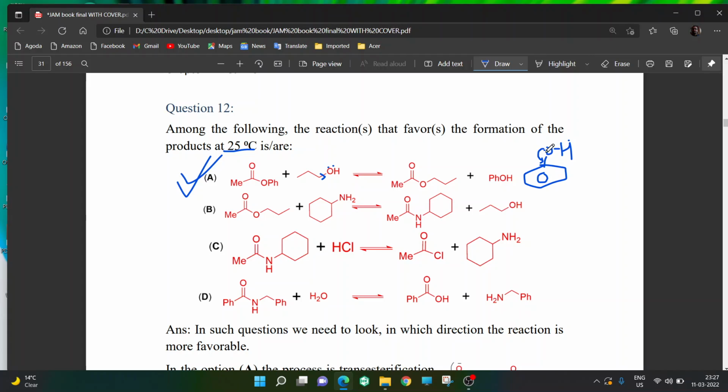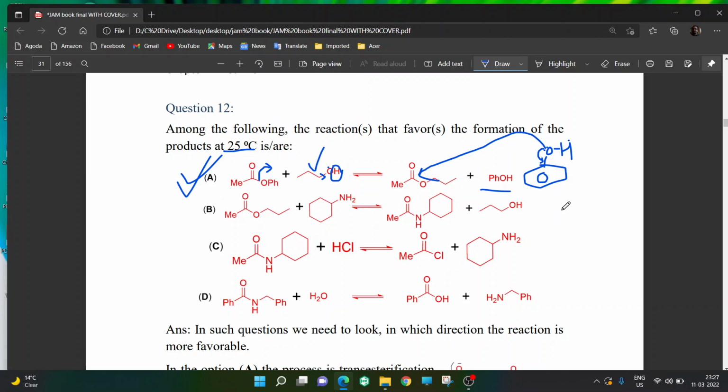So the oxygen loses electron density. So its tendency to attack the carbonyl will be much lesser. So it's a weaker nucleophile compared to this. So this looks more favorable to me. Apart from that, once this goes and attacks, what comes out here is a phenoxide ion. And that phenoxide ion will take a proton from alcohol to become phenol.